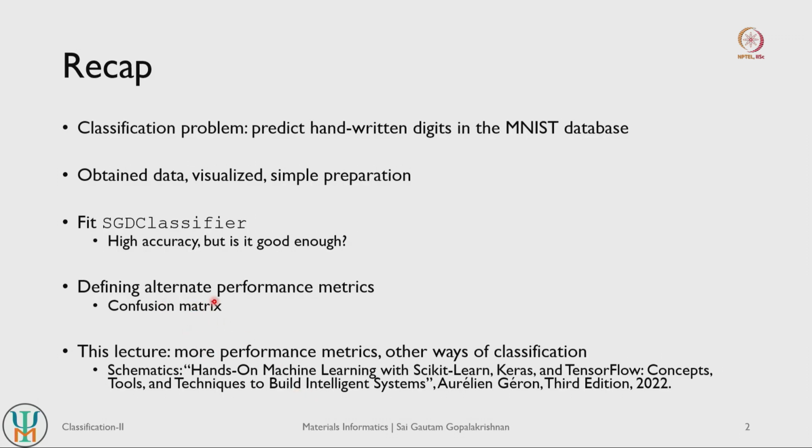But the confusion matrix is only the beginning of defining alternative performance metrics. So we will look at more on those performance metrics in this lecture. We will also look at a few other ways of performing classification other than just binary classification. As mentioned before, the schematics that I will be using in these slides are taken from the textbook by Aurélien Geron unless otherwise mentioned.